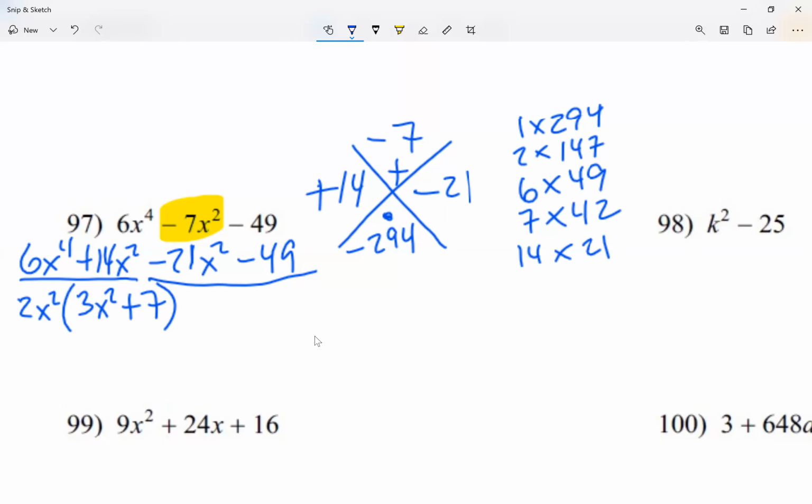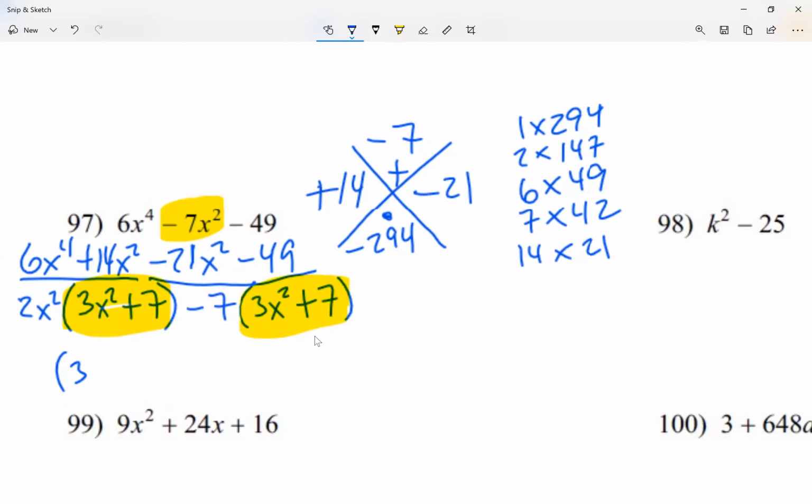I can divide each by a negative 7. I'm not going to be able to factor out an x because my last term doesn't have an x. So I'm just going to divide each number by a negative 7. So it's going to give me 3x squared plus 7. My parentheses have to be identical.